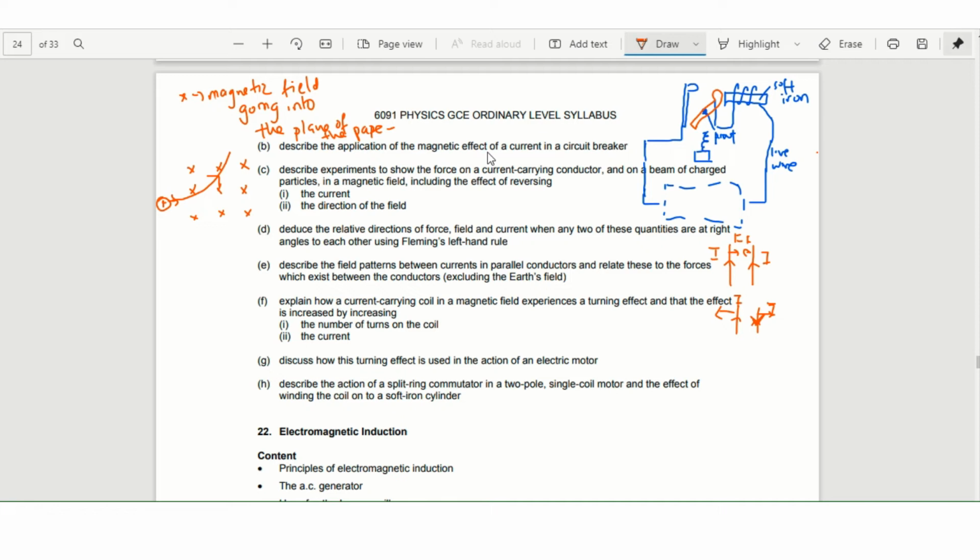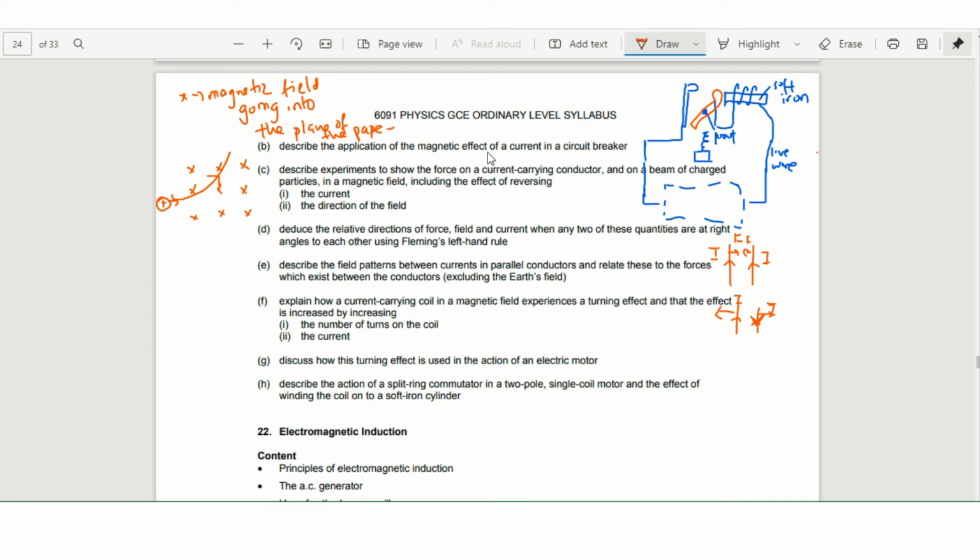Okay, in part F, you need to be able to explain how a current carrying coil in the magnetic field experiences a turning effect, and that the effect is increased by increasing the number of turns on the coil as well as the current. So remember, in Fleming's left-hand rule, you need to use three fingers: force, magnetic field, as well as current. So in other words, if there is a magnetic field and also if there is a current, then there will be a force generated, provided that the magnetic field and the current are not parallel to each other. For your O-level syllabus, don't worry, the magnetic field and the current must definitely be perpendicular to each other. And to find the direction of the force generated, you will make use of Fleming's left-hand rule. The thumb points to the direction of motion.